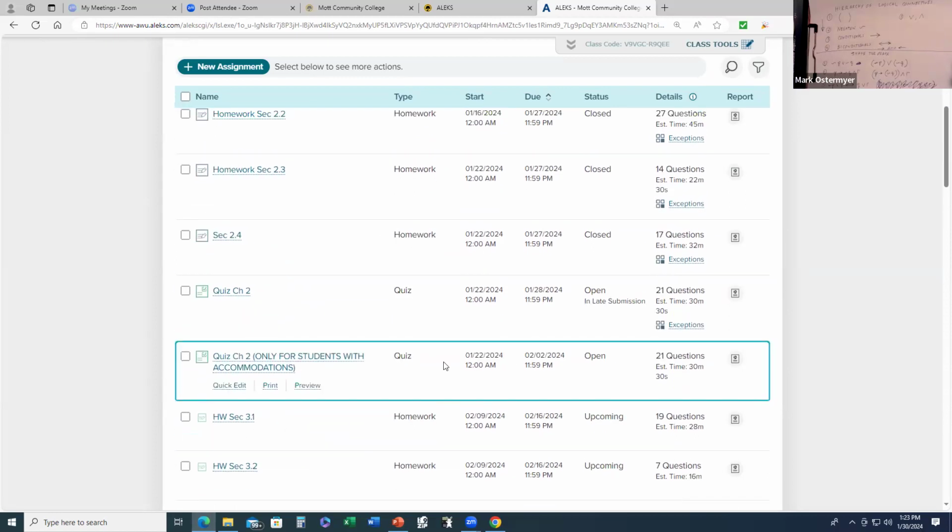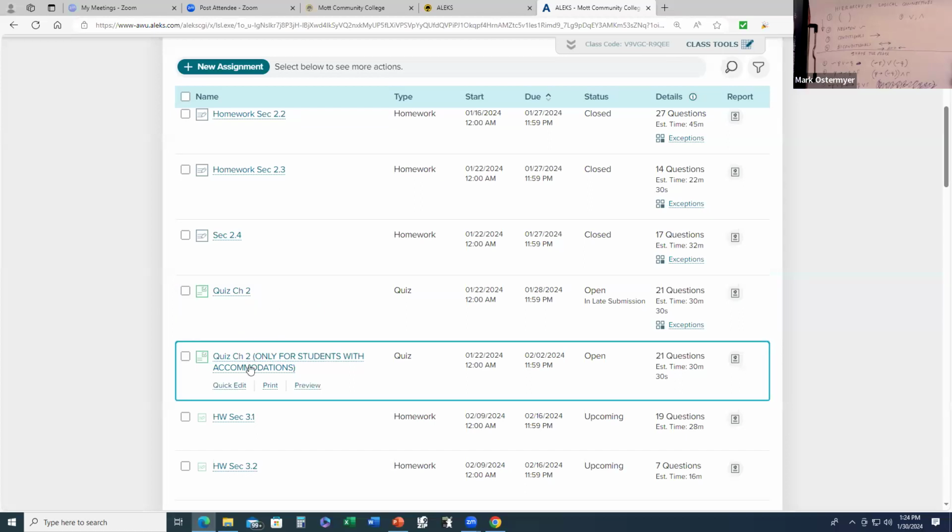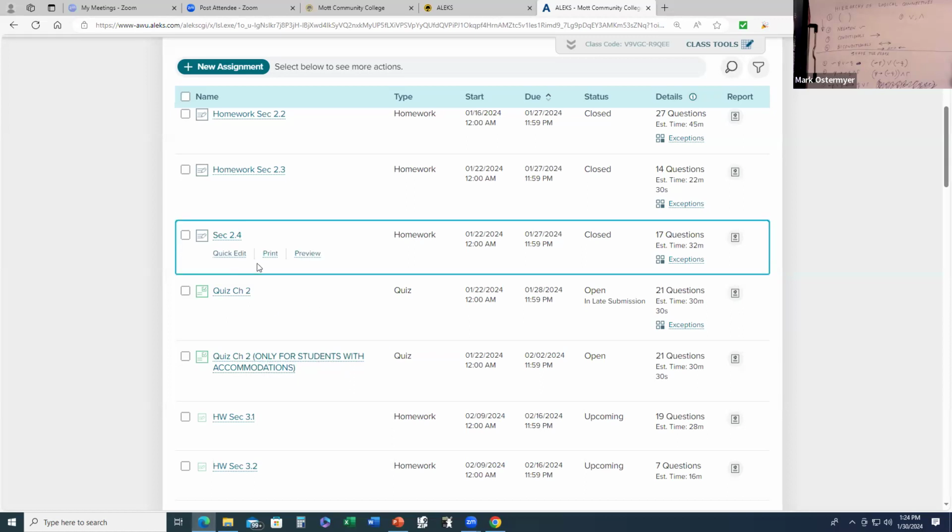Another thing, ladies and gentlemen: from now on, as far as the quizzes and exams on Alex are concerned, it will just say quiz Chapter 2. That's the quiz that most of us take. But then it also has quiz Chapter 2 only for students with accommodations. If you submitted a letter from disability services to me, this is the quiz that you will take. That'll also be the case for future exams. I'll clearly indicate the exam you should take with accommodations versus the regular exam that most of us should take.